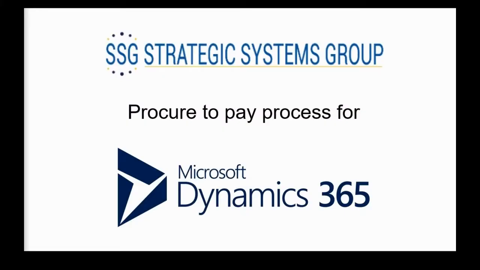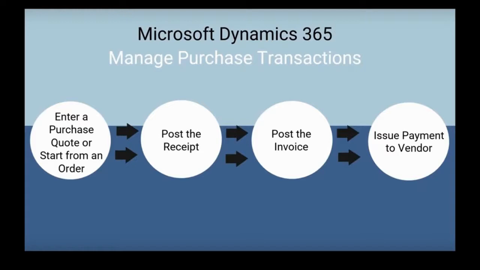My name is Jim with Strategic Systems Group, and I'll be taking you through the Procure-to-Pay process in Dynamics 365 Business Central. The process is relatively simple and starts with generating either a purchase quote or a purchase order. For the purposes of this demo, we'll start with a simple purchase order. Once we have the order, we can start posting the receipt and the invoice.